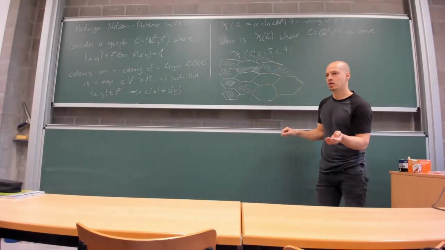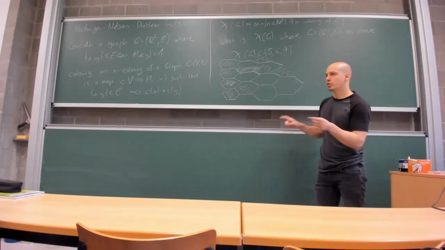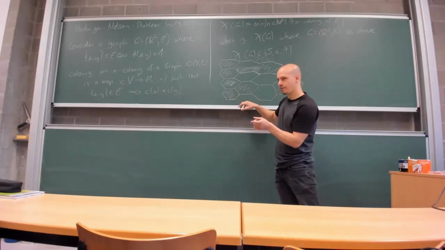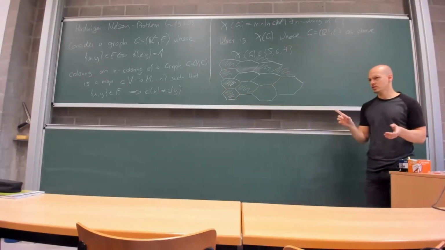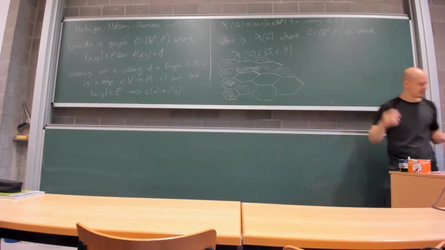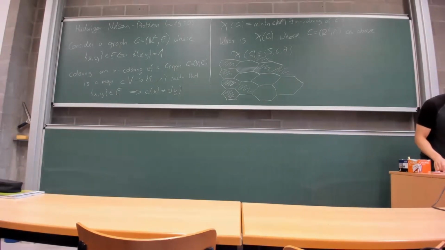Radius 1/2 maybe? Because if I have radius 1, then there might be points at distance 1 apart. So the radius is 1/2, but that means that this one fits in. I was confused. Thank you.